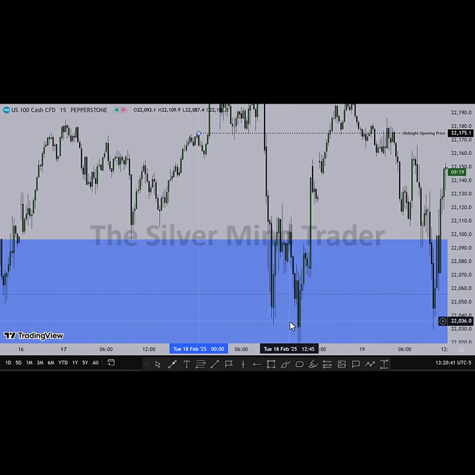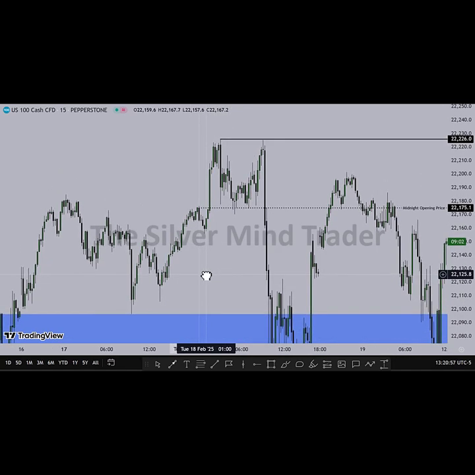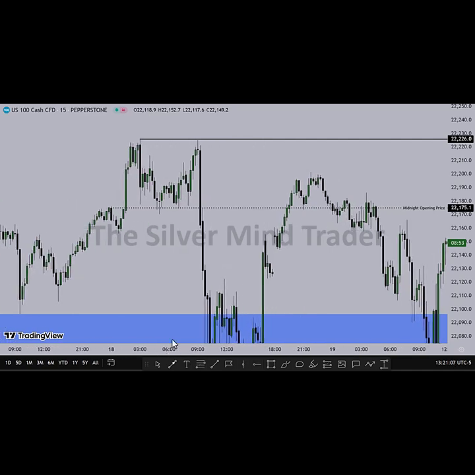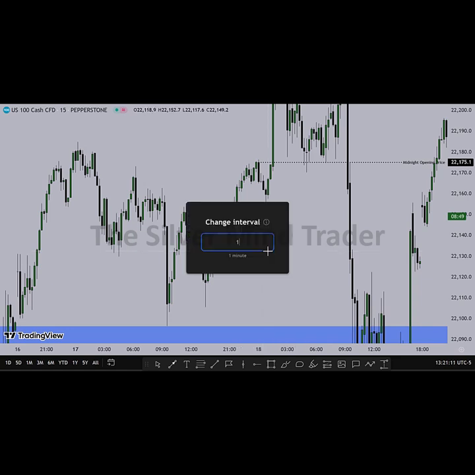It's just an area where we just need to be aware of, because I always say that the best sales occur above the midnight opening price, and the best buys occur below the midnight opening price. So these are 15-minute charts. Here's our midnight opening price right here. That's the price at which Nas 100 opened at the beginning of today.